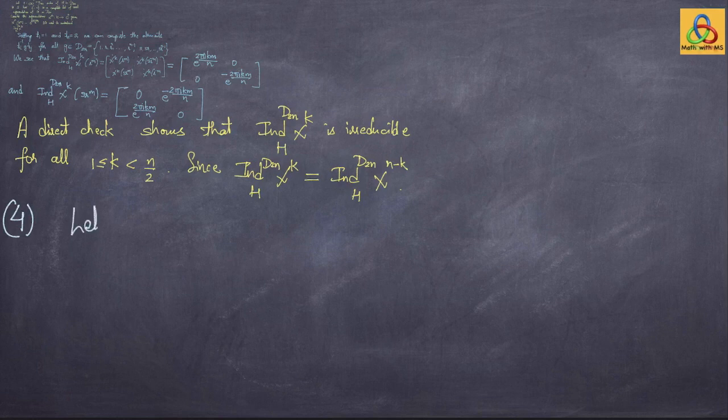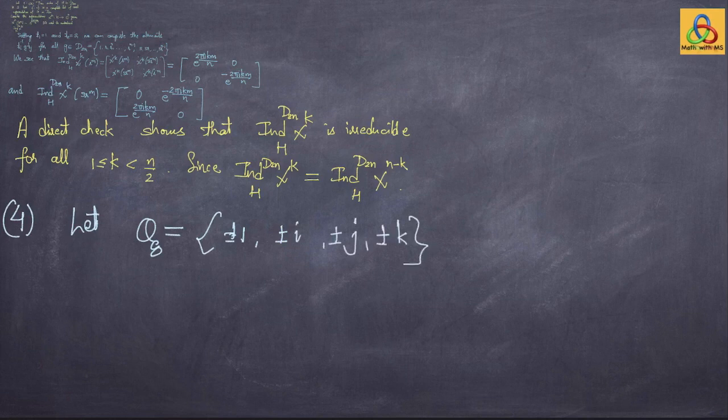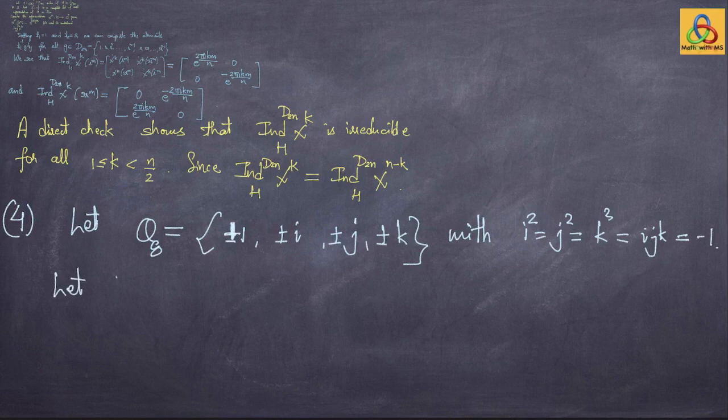So let Q8 be the quaternion group of order 8, which has plus or minus 1, plus or minus the symbols i, plus or minus j, plus or minus k, with these multiplication rules: i squared equals j squared equals k squared equals ijk equals minus 1. Let us take H to be the subgroup generated by this i. Then H is in fact the cyclic subgroup of order 4 and has index 2 in Q8.